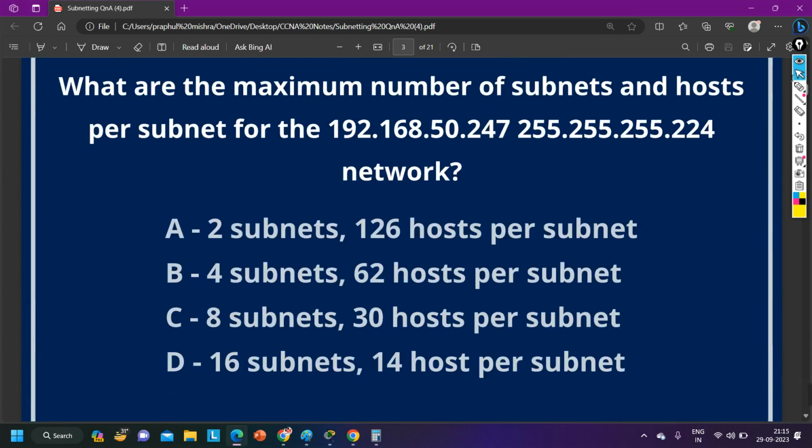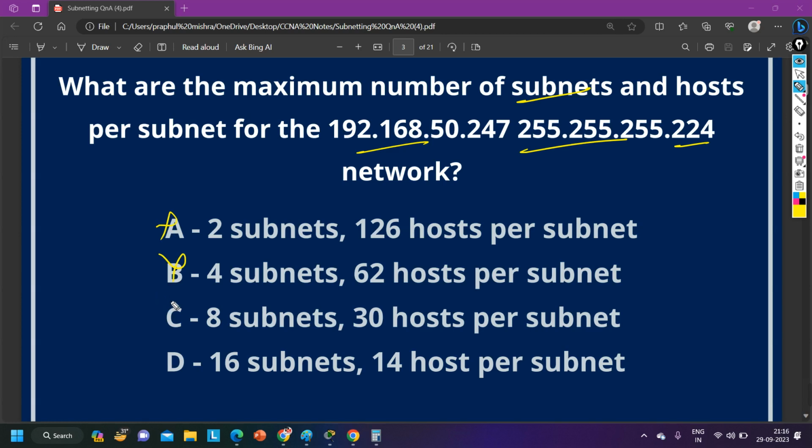Okay, let me move to the next question. What are the maximum number of subnets and hosts per subnet for 192.168.50.247 and 255.255.255.224 network? So this is the subnet mask, and this is the network ID. It's asking how many subnets there are, meaning number of networks, and hosts per network. So how many bits have we borrowed? 3 bits. 3 bits means the total number of networks is 8.